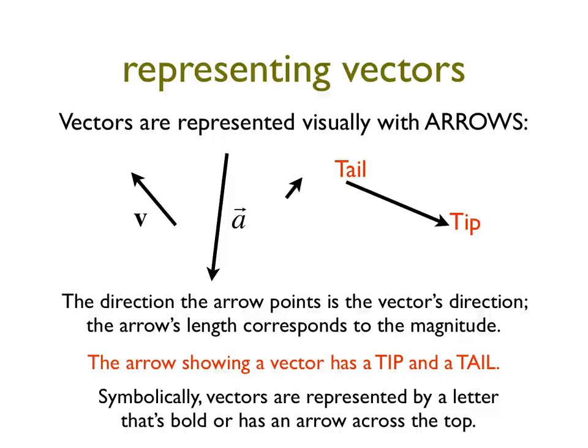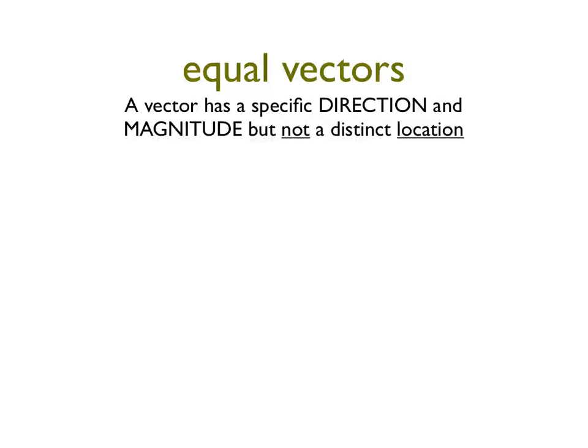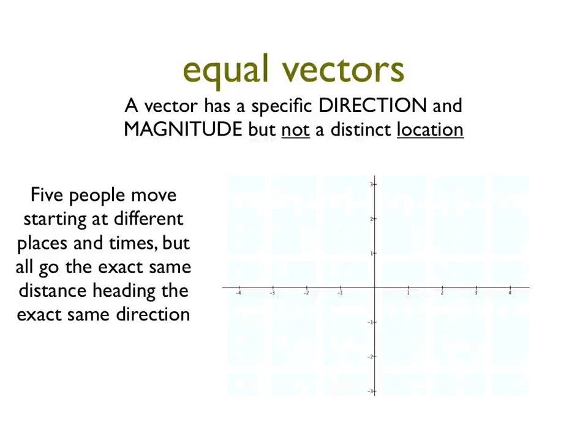This is all intro stuff. Okay, so what about equal vectors? Since a vector has direction and magnitude, but it does not have distinct location, let's see what we mean by that. Say 5 people start to move, but they start from different places, and they start at different times. But those 5 people all go the exact same distance, and they all head in the same direction.